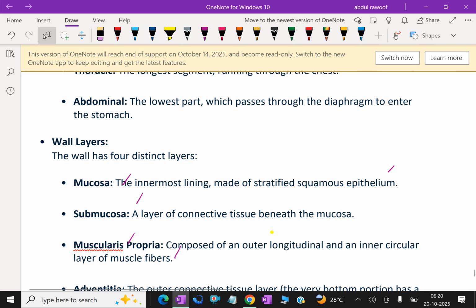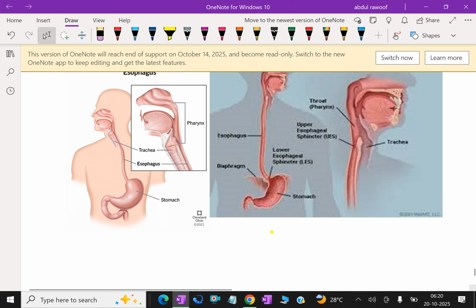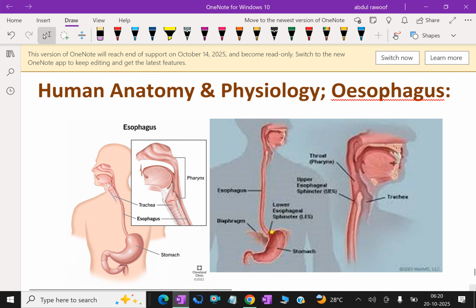So far, in human anatomy and physiology, we discussed about the esophagus.